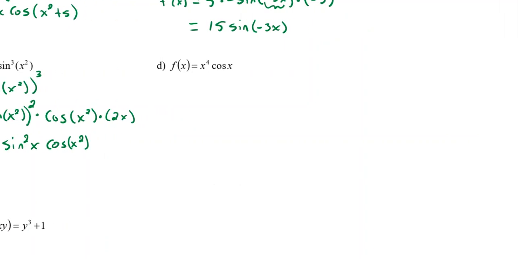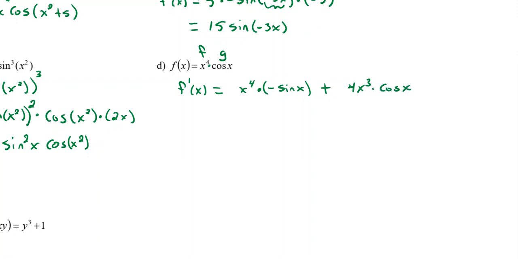All right, next one. So now we have a situation where we've got x to the 4 times cos x. So this is a job for the product rule. So f prime of x is equal to, if this is my f and this is my g, then this would be x to the 4 times the derivative of cos, so negative sine x, plus, I'm going to put that in brackets, plus the derivative of f, so 4x to the 3 times g, so cos x.